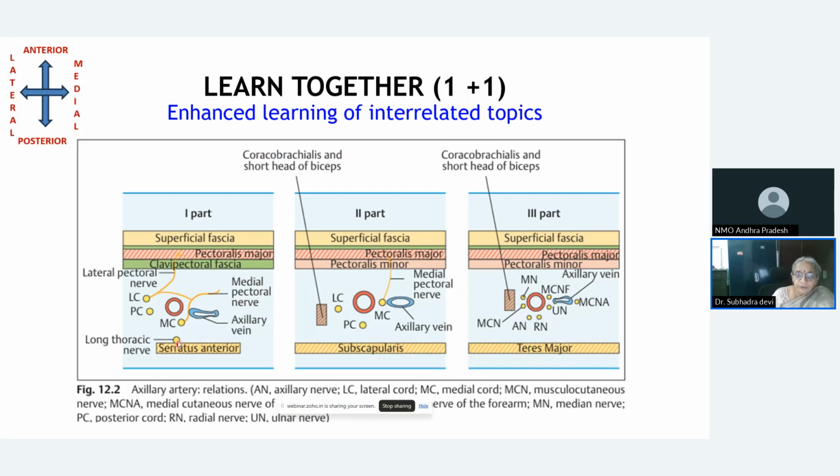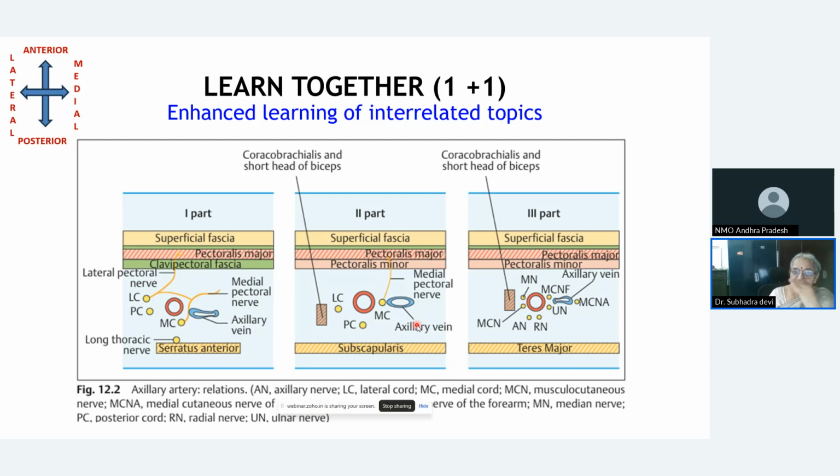So, but try to find out by keeping the directions. What is anterior, posterior, lateral and medial, and in relation with the first part, what is anterior to it, what is posterior to it, lateral to it, medial to it, and the relations of the axillary artery, vein, and the various cords of brachial plexus, how they are related to it for the first part.